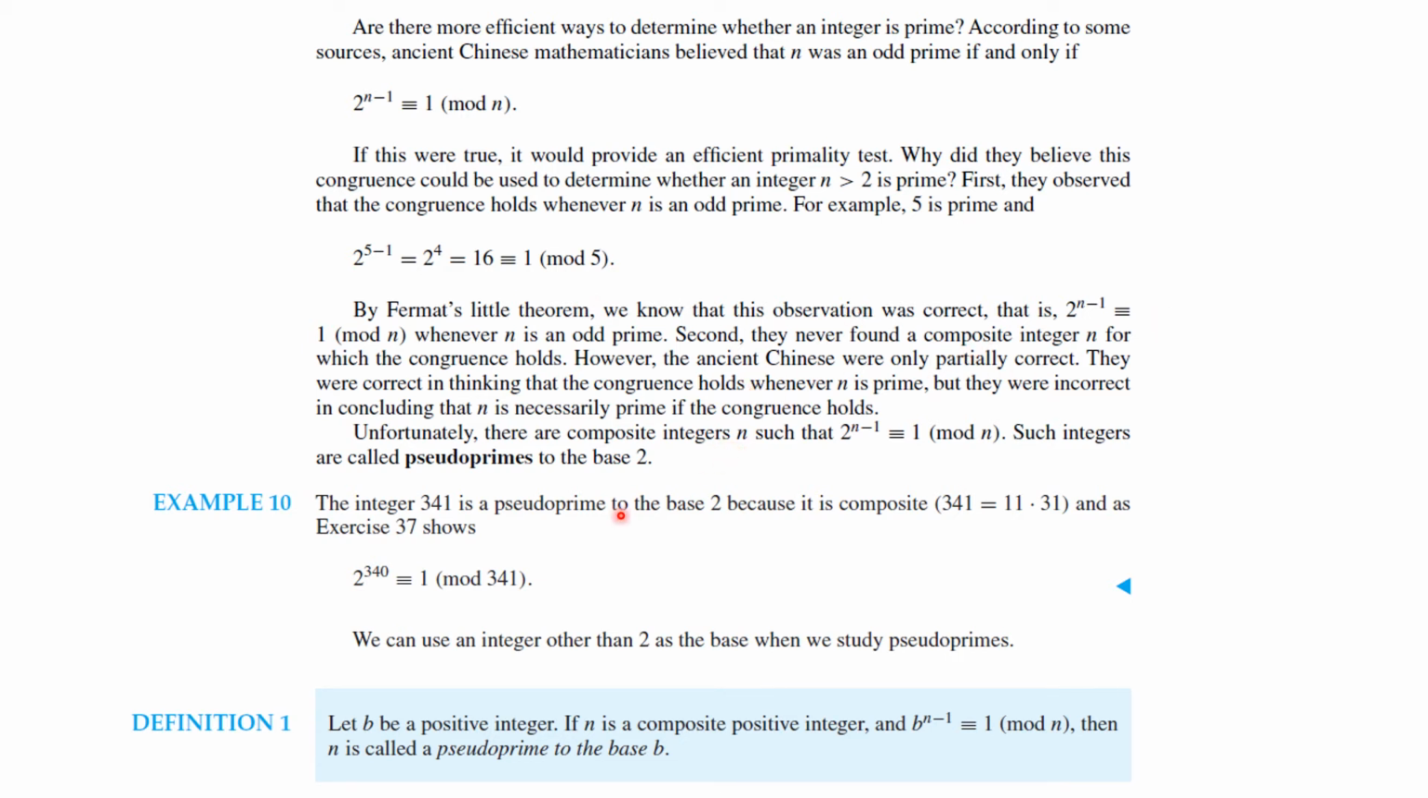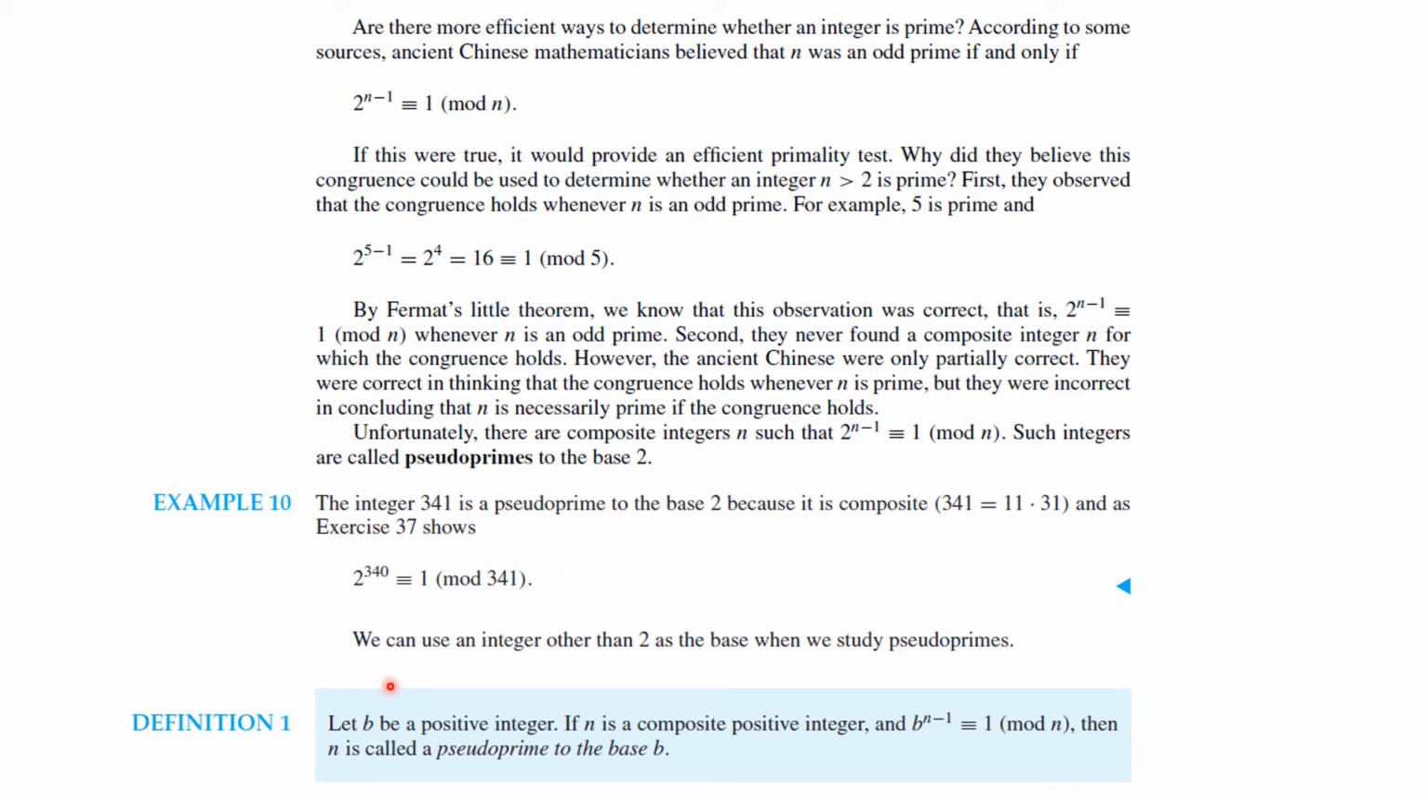But unfortunately, there are composite numbers such that 2 to the n minus 1 is congruent to 1, and they are not prime. Such integers are called pseudoprimes to the base 2. Let's do an example here. This is a little bit of an existence proof. The integer 341 is a pseudoprime to base 2 because it is a composite number. It is 11 times 31. And as you can show, 2 to the 340 is congruent to 1 mod 341. You should, in fact, practice that and see what happens.